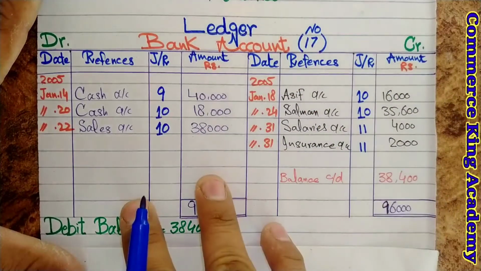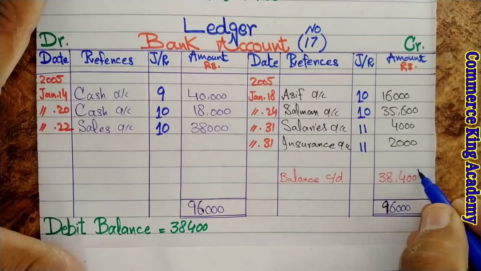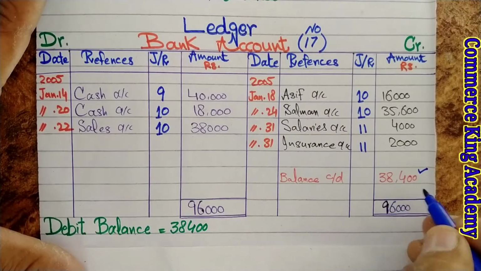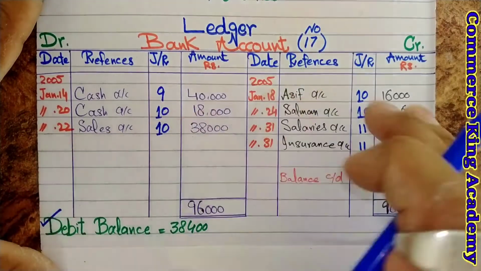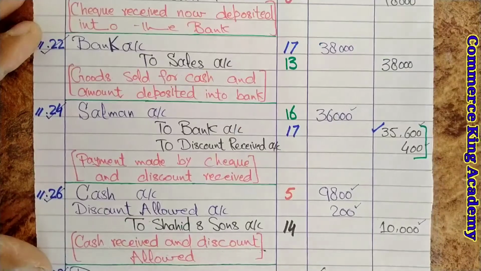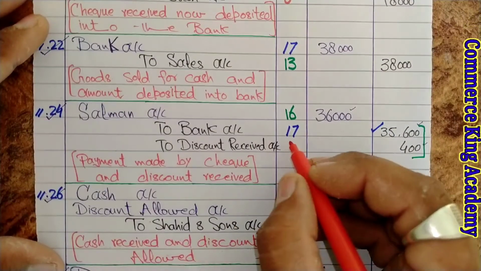After making totals, we find the debit side heavier than the credit side. The difference is 38,400 rupees. So we have a debit balance of bank account because the debit side is heavier than the credit side. Am I right?